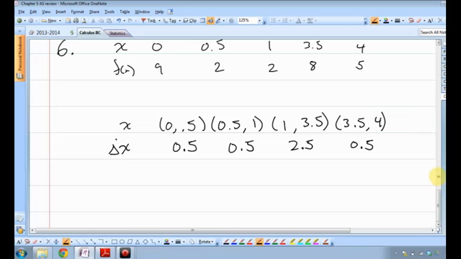Next, how about our f of x? Now, we wanted the right rectangle rule. Okay, so the first one is f of 0.5. f of 0.5 is 2. f of 1 is 2. f of 3.5 is 8. f of 4 is 5.